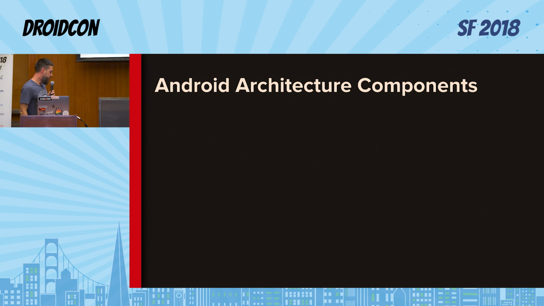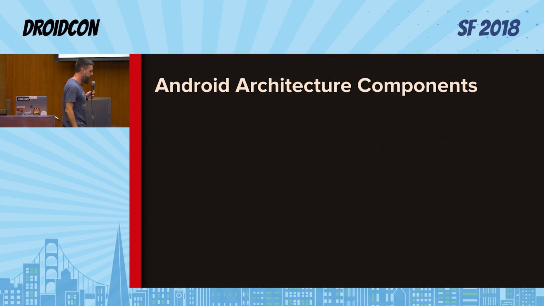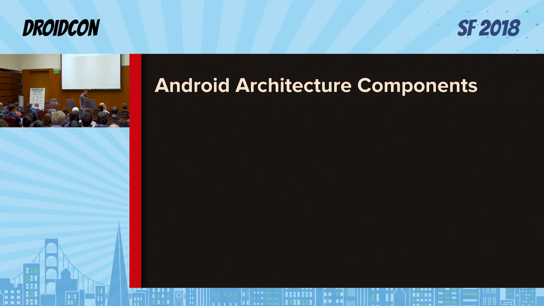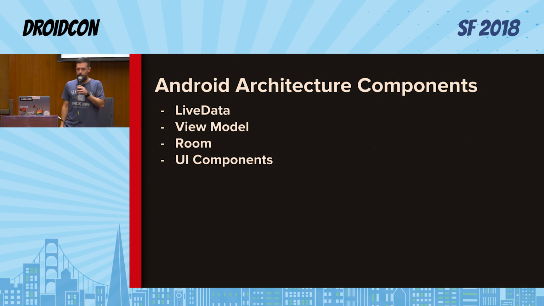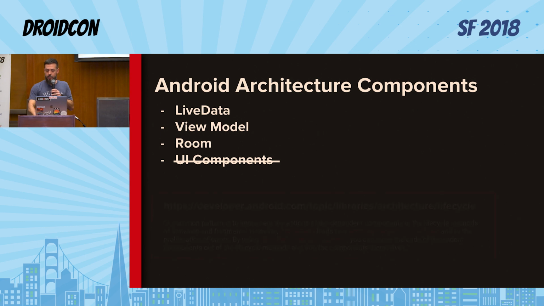So let's pause a little bit and think about the Google Android architecture components. I really like the name, architecture components, it's very cool. It's similar to the stuff that we are trying to do. Let's see what they have. They have LiveData, they have ViewModel, they have Room, and now they have UI components. Do they? No, they don't. So there are no UI components in the architecture.